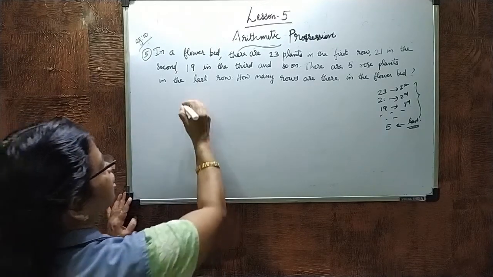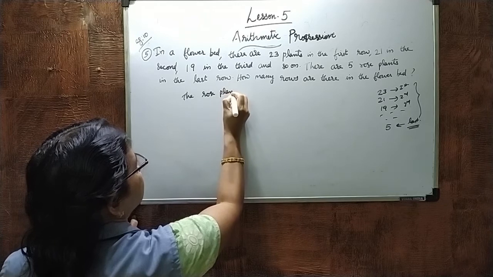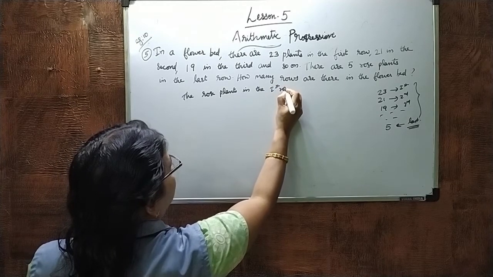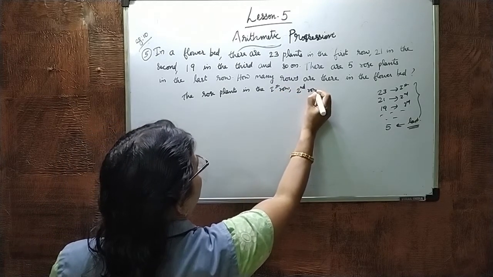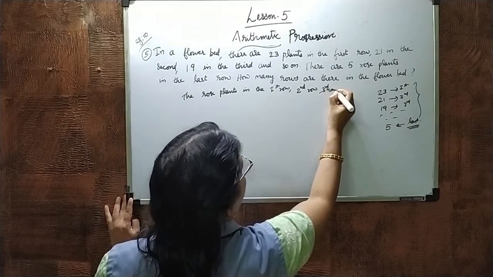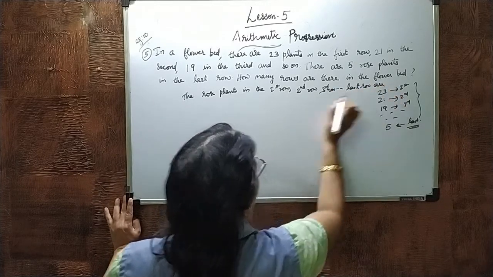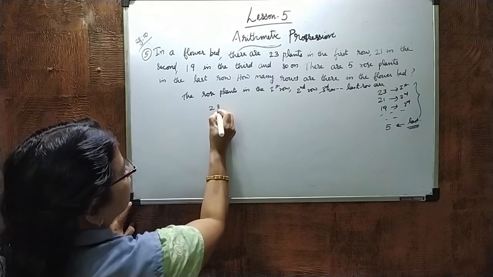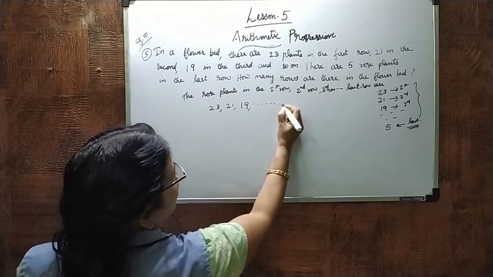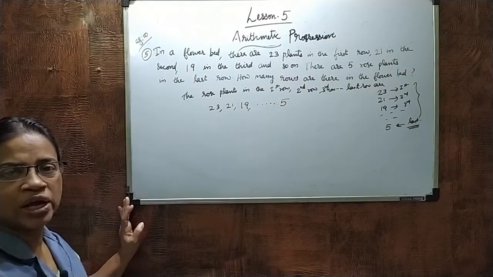So we'll write now. First, the rose plants in the first row, second row, third row, etc. Last row. How much is the first row? 23, then next one 21, then next one 19, then etc. 5 is the last one. Last means what you should remember? It is AN or L.